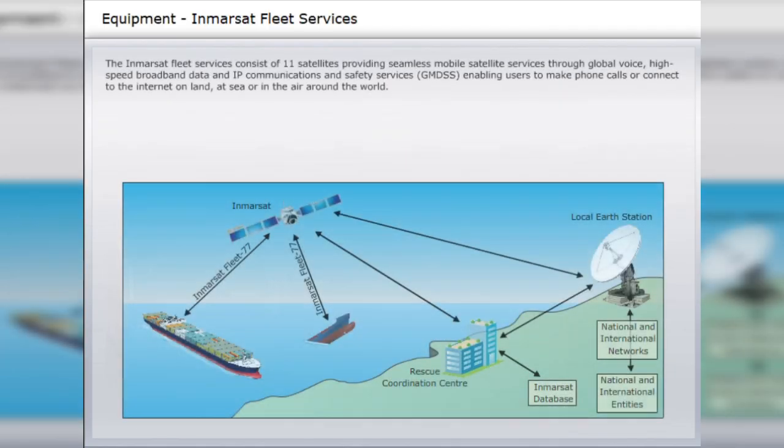The Inmarsat fleet services consist of 11 satellites providing seamless mobile satellite services through global voice, high-speed broadband data and IP communications and safety services, GMDSS, enabling users to make phone calls or connect to the Internet on land, at sea or in the air around the world.